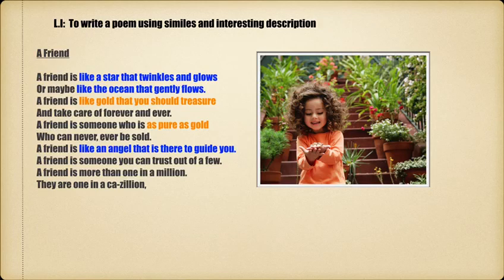So a friend is like a star that twinkles and glows, or maybe like the ocean that gently flows. A friend is like gold that you should treasure and take care of forever and ever. You can see that I have highlighted the similes in the poem. When you do your poem, try to include at least 3 or 4 similes.